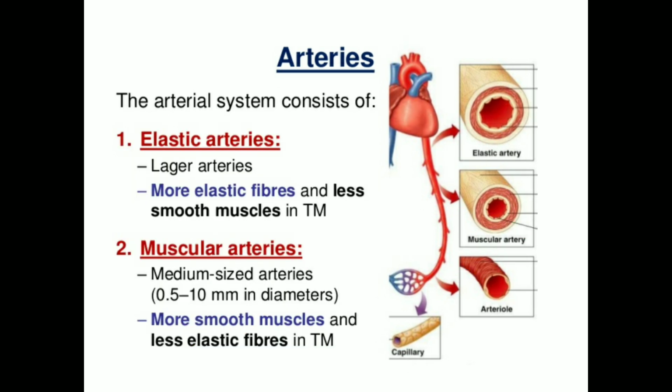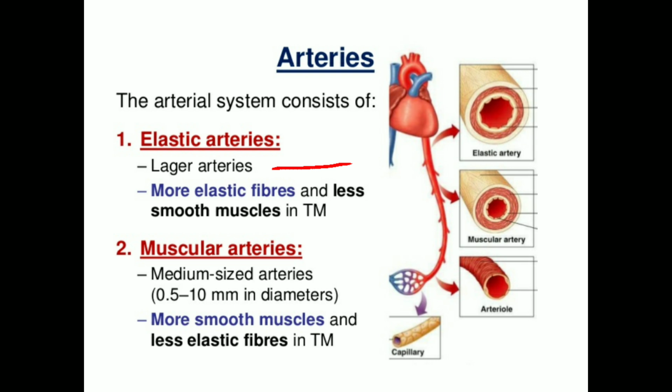Okay. See here, the arterial system consists of elastic arteries. I told already, elastic artery is called a large artery. What features you see in that is more elastic fiber and less smooth muscle in tunica media. Remember, in a large size artery, which layer is thick? Tunica media layer is thick.